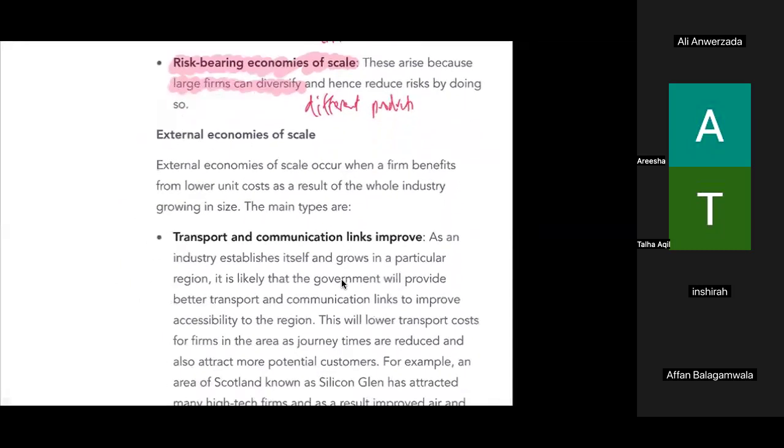Okay. Now we come to what we call external economies of scale. External economies of scale, guys, is the idea that sometimes the industry is growing in size, and that could also be advantageous for the firm.